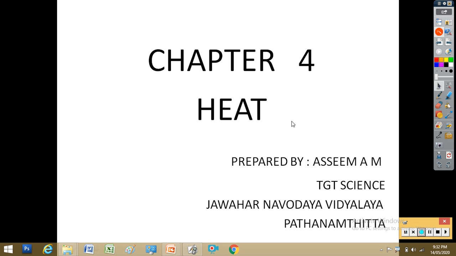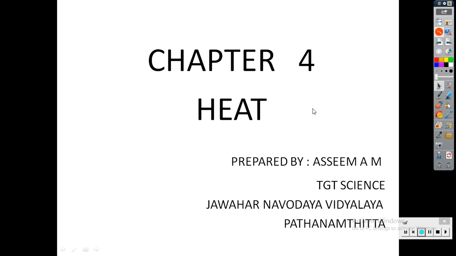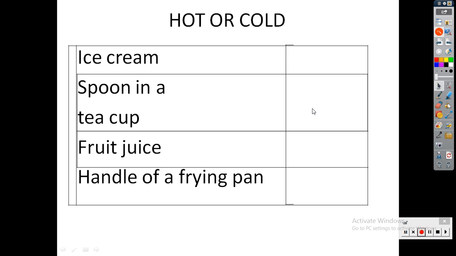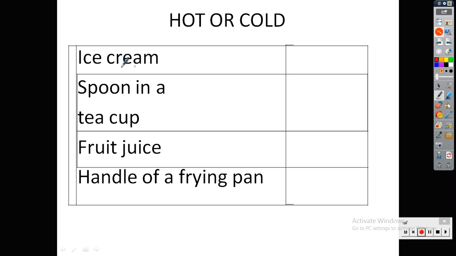Today we are going to study the lesson heat. You all know different types of objects in the world have different hotness. You know the ice cream. We used to tell ice cream is cold.